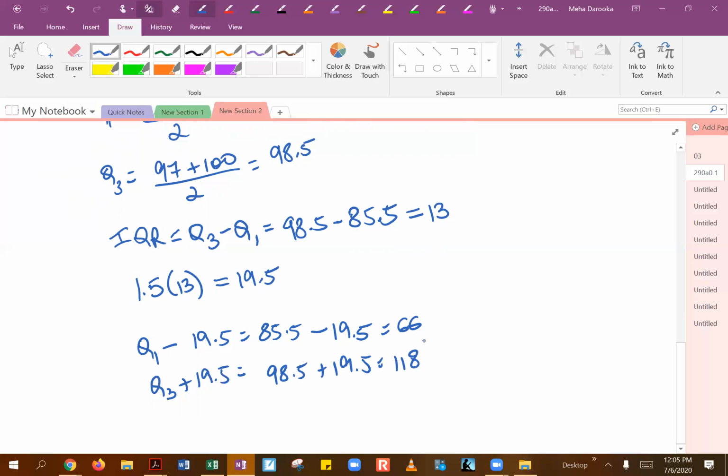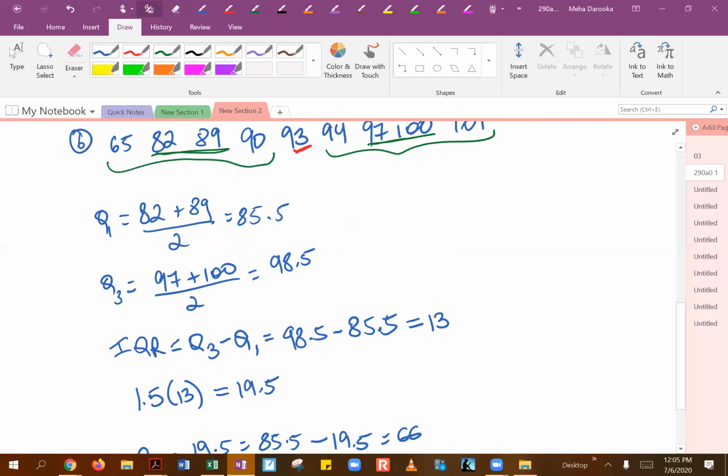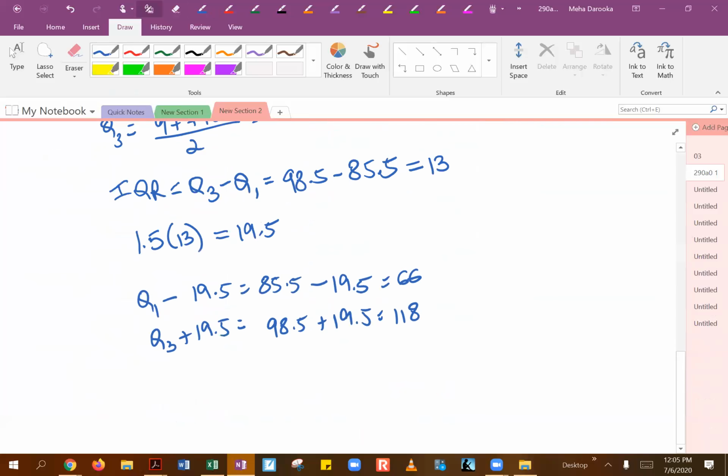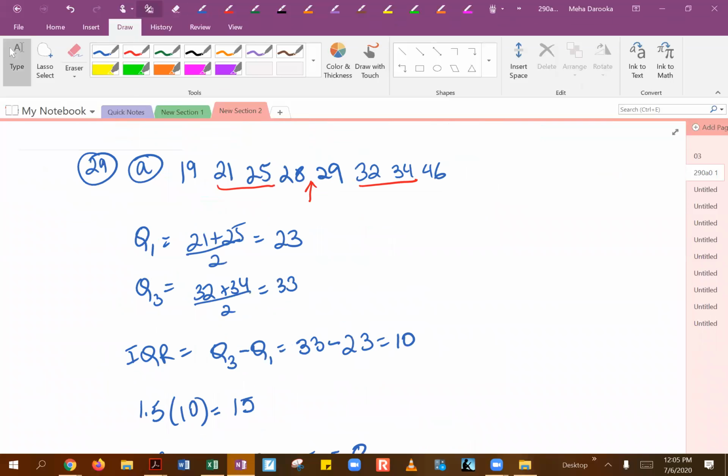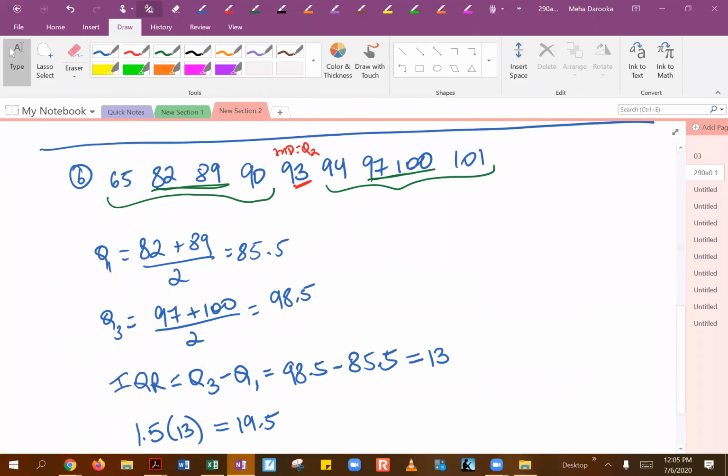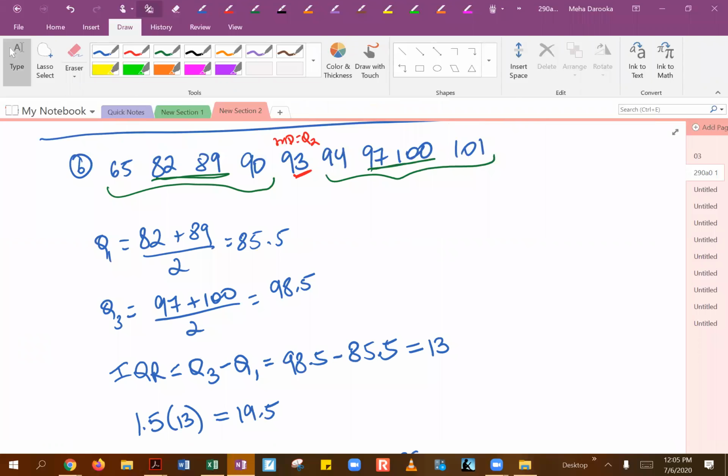Okay, so what can you tell me about this data set? Do we have any outliers? Our lowest number is 66, largest is 118. Yeah, lowest is 66, largest is 118. There we go. Yeah, so since 66 is the smallest data value, that tells us that 65 is outside of that range. Even though it's by one number, it is still outside of that range of 66.